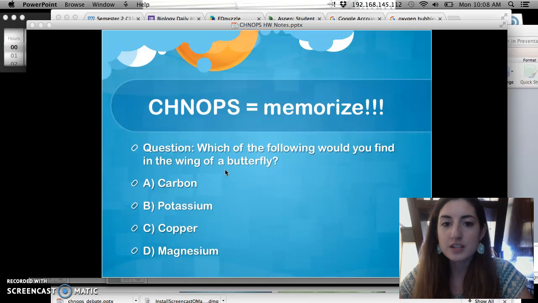It has cells. CHNOPS are the elements of living things. So you should recognize that when anything is living, it is made of a living CHNOP. So it must be carbon, because that is the only one that is one of the CHNOPS. Remember, potassium is not that P. That P is phosphorus.